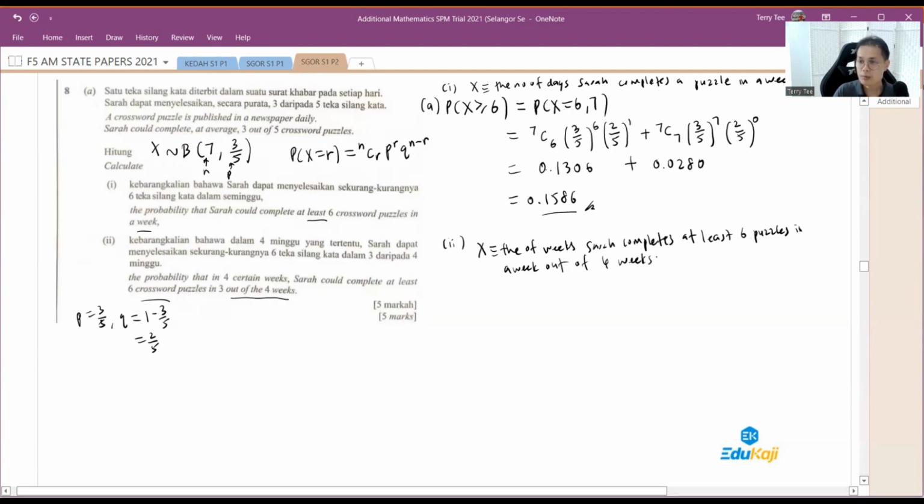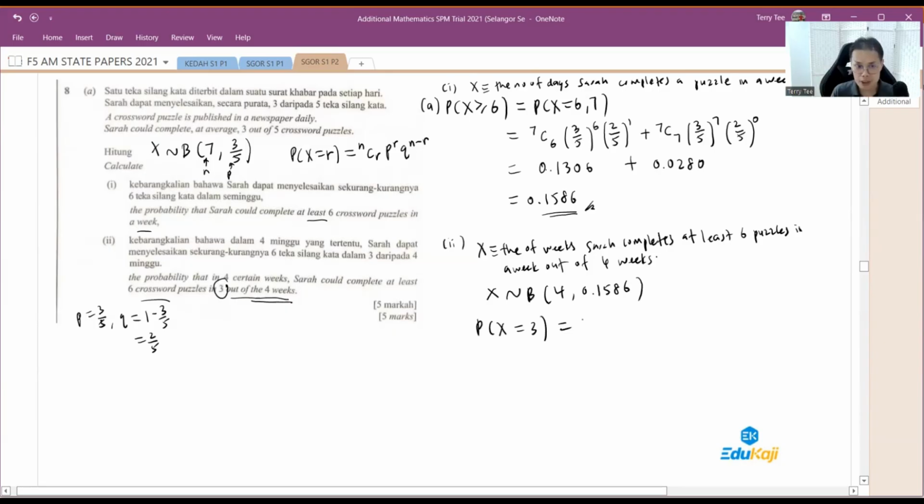So notice that the probability that she completes at least 6 puzzles in a week is this. So your binomial now has n of 4 because it's out of 4 different weeks. And the chance that she completes the puzzle in a week is 0.1586. So we need to use 0.1586 as p now. And you want she completes in 3 out of 4 weeks. That means your X is 3. Be careful, because some people get a bit confused. They don't know, is it at least 3?